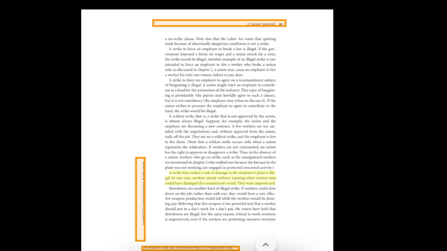In one case, workers struck without warning when molten iron could have damaged the containment vessel. They were unprotected. Slowdowns are another kind of illegal strike. If workers could slow down on the job, rather than walk out, they would have a very effective weapon. Production would fall while the workers would be drawing pay.